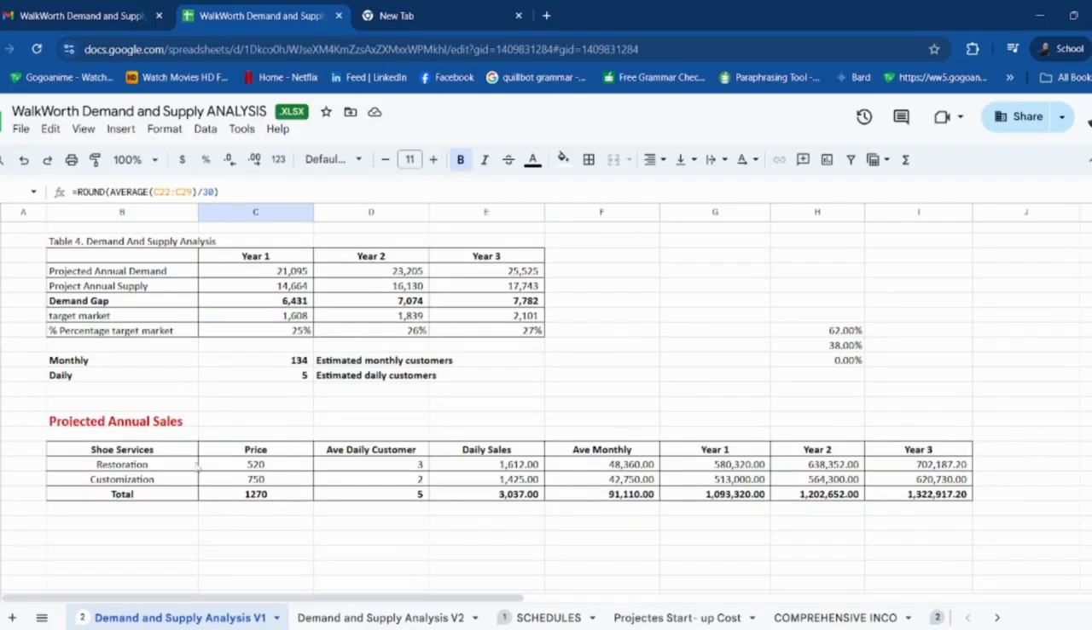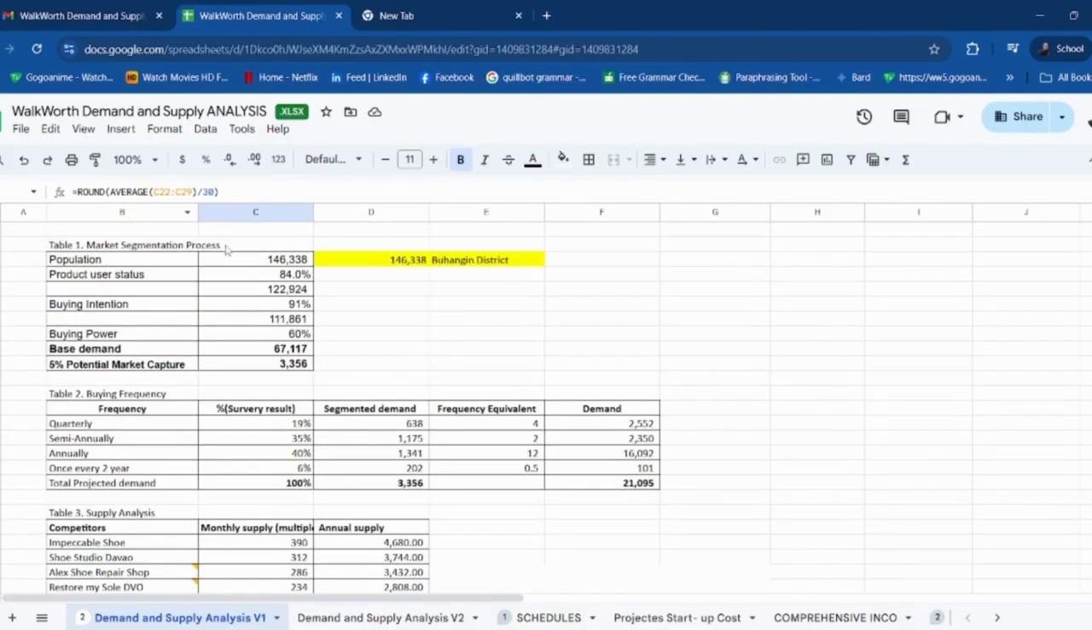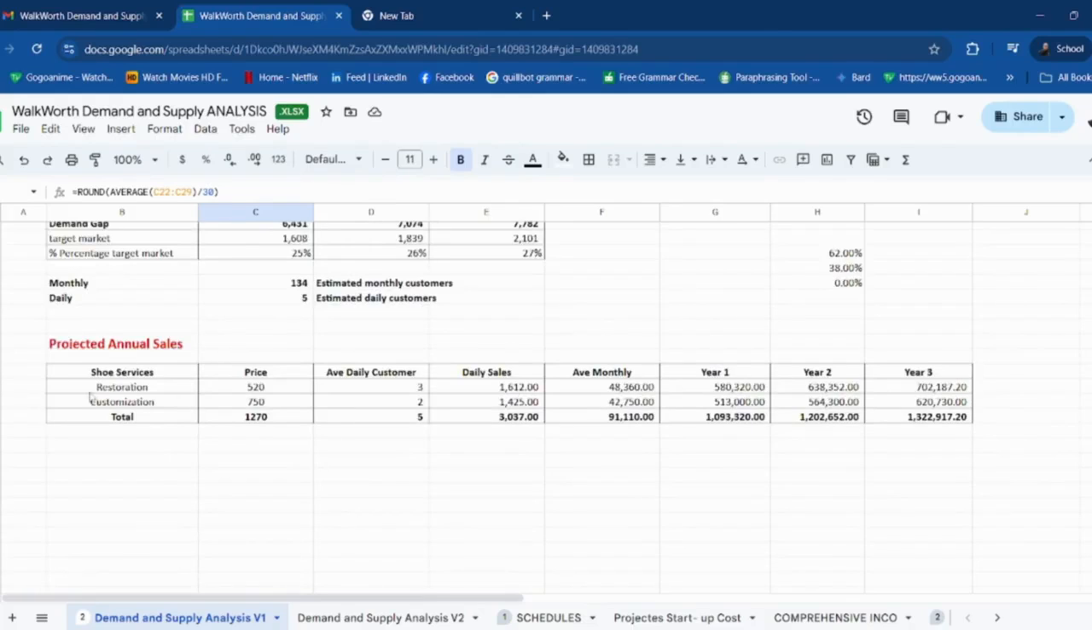Okay, moving on to your projected annual sales. This is very important because everything that you put in here would also manifest in your projected annual sales. So for them, these are their service offer. And the challenge is how are you going to allocate for restoration and customization or yung estimates. So you are going to pretty much use your survey questionnaires on the product or service preferences. Okay, so I think this is the result. It should be total 100%.